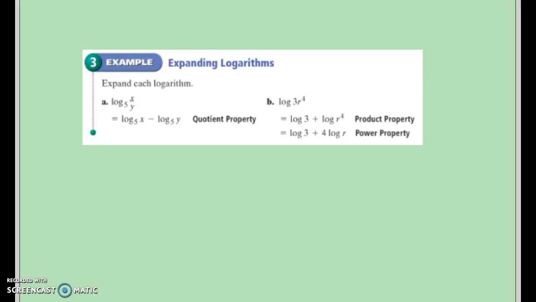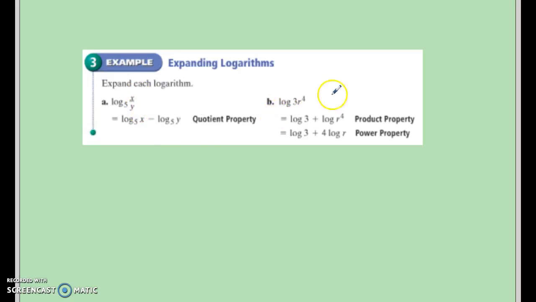We can also take these properties and use them to expand our logarithms. First I have log base 5 of x divided by y. Here I'm going to be using the quotient property. It tells me I can write it as log base 5 of the top one, the numerator, minus log base 5 of the denominator. So that's the expanded form of this first problem.